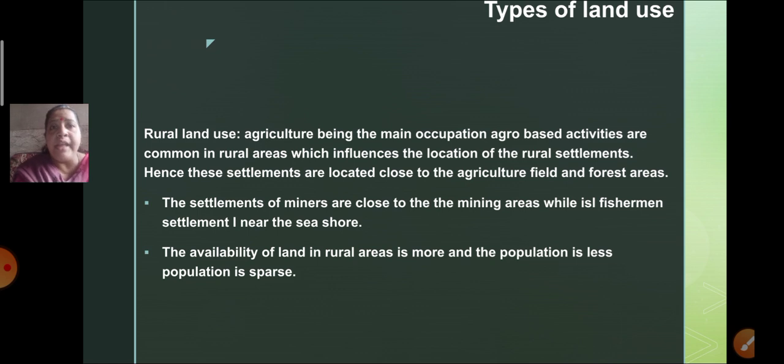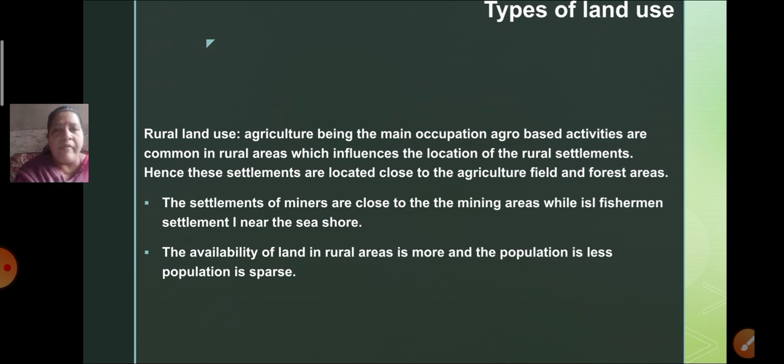Apart from that, many agro-based activities are also common in rural areas. What are the agro-based activities? Yes, correct. Animal husbandry, then tree plantation, tree farming, then milking, dairy farming. All these are the other activities which are related to the main occupation, agriculture.